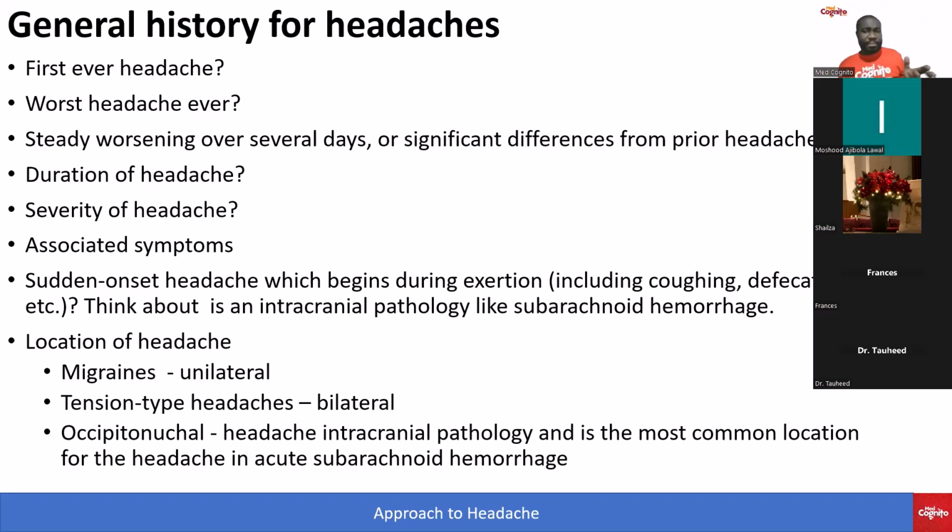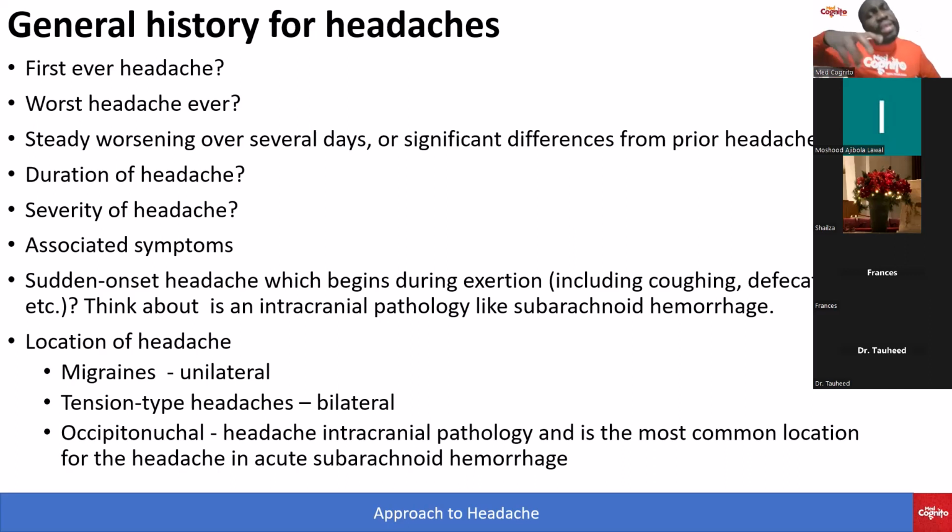If you have a patient who has sudden onset of headache, which begins during exertion, maybe the patient says, doctor, the headache started when I was in the washroom, passing stools, or when I was coughing. Think about it. Sudden onset headache which comes on during cough, think about subarachnoid hemorrhage. So please write it down. Sudden headache, it comes on during cough. It comes on during defecation. It comes on during micturition. The patient is peeing. At times, it even comes on during ejaculation. Think about subarachnoid hemorrhage.